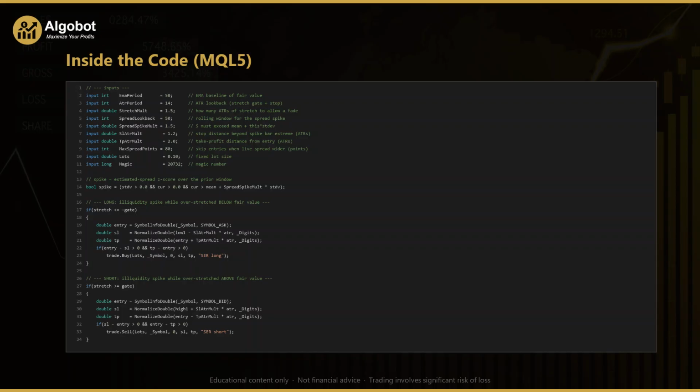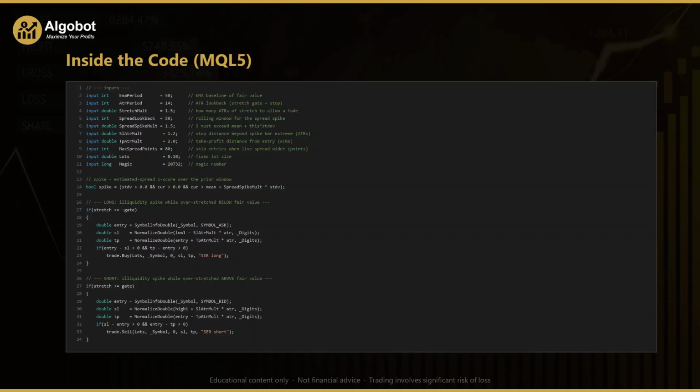Now look at the long block. The condition is that stretch is less than or equal to negative gate, meaning price closed well below fair value. The entry is taken at the ask, the stop loss is placed below the recent low minus the ATR multiple, and the take profit is set the ATR multiple above entry. If both distances are valid, the code calls trade.buy.